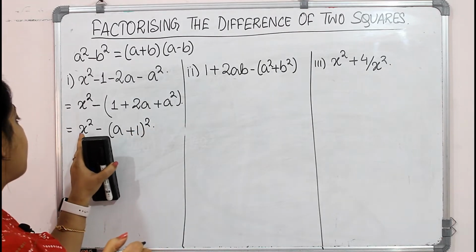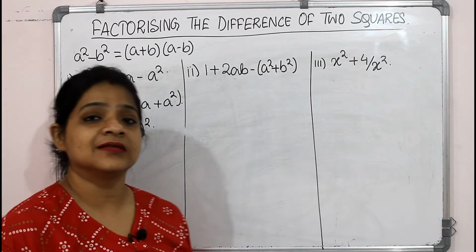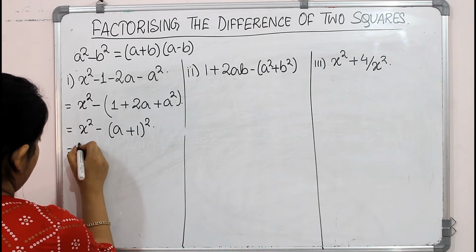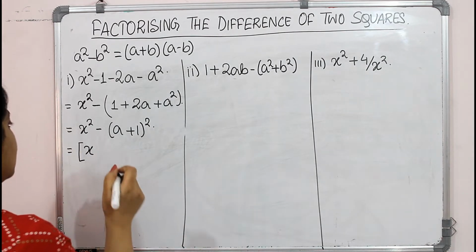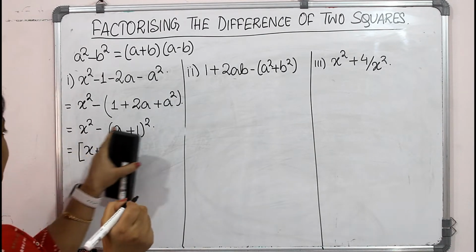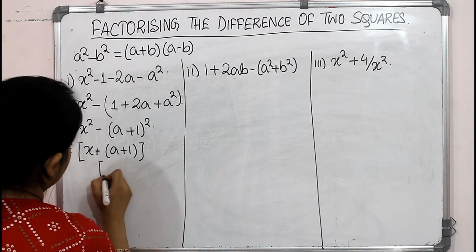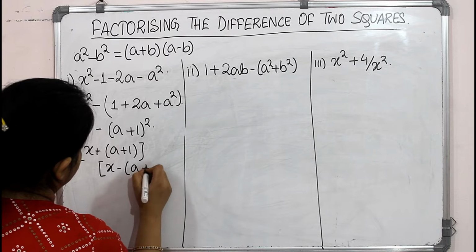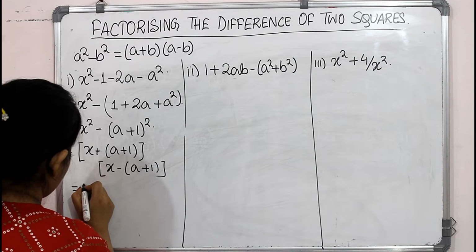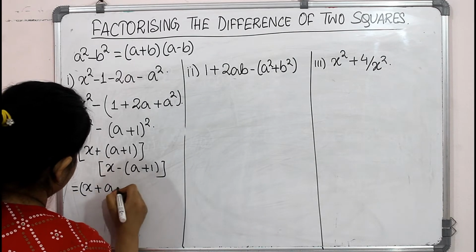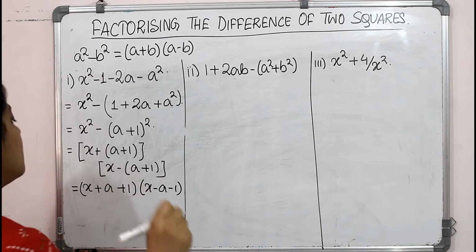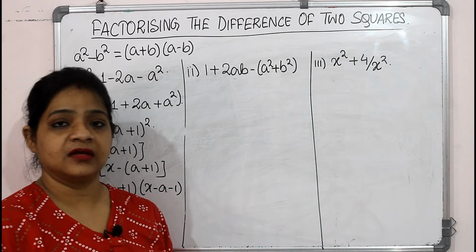Now it is of the form of a square minus b square, that is the difference of 2 squares. So this you can write as what? Keep the third bracket on, so that you get x plus a plus 1, as a plus b into a minus b. So this you will write as x plus a plus 1, and this you will write as x minus a minus 1, or you can keep it inside the bracket as well.